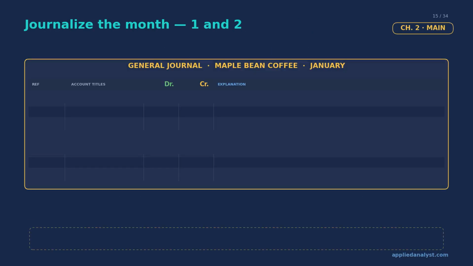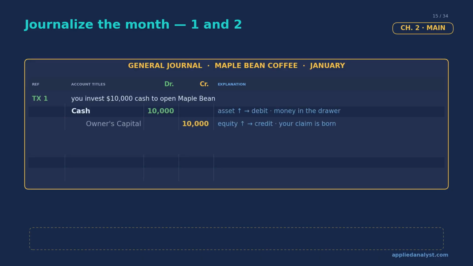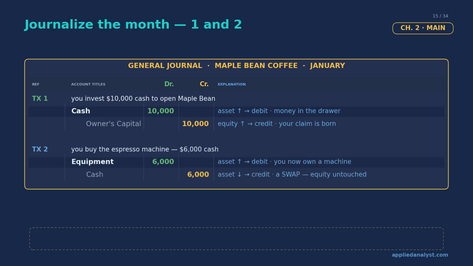Let's journalize your month, and for every one of them, you see the transaction first, then the entry. Transaction 1. You invest $10,000 cash. Cash is an asset going up, so we debit it, and the claim is yours. So owner's capital, equity, is credited. Transaction 2. The espresso machine. $6,000 cash.